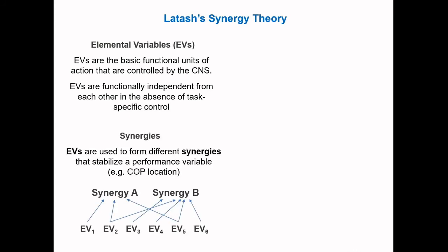With the concept of elemental variables in hand, we can now look at how a synergy is organized. Elemental variables are used to form different synergies that stabilize a performance variable. A synergy, then, is a set of elemental variables that are organized to produce a particular functional outcome. Here we see two synergies, A and B. As with the non-negative matrix factorization theory, we see that a particular elemental variable can play a role in more than one synergy.